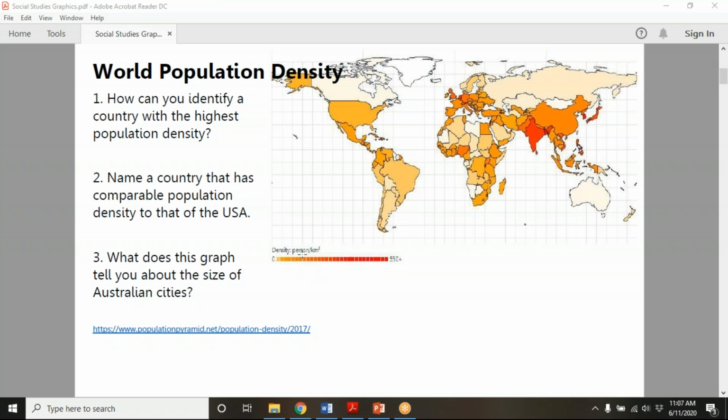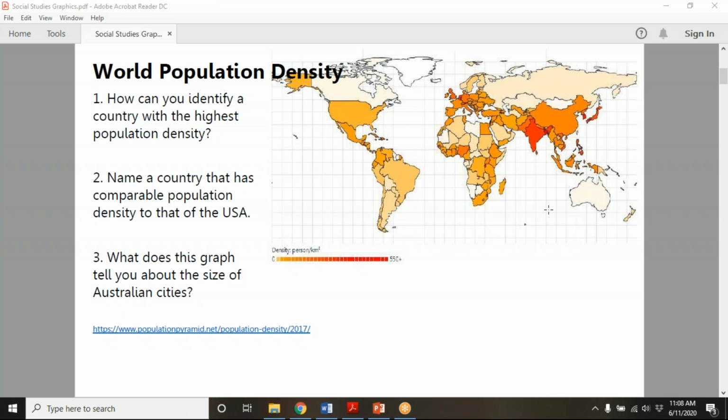So density, which is people per square kilometer. We have a globe divided by nations, and it goes from population density 0 to 550 plus. That's 550 people per square kilometer. Now, a square kilometer is about a quarter of a square mile, because a kilometer is roughly half a mile. So if you square that, it would be a quarter of the area of a square mile. Number one, how can you identify a country with the highest population density? How do we know?